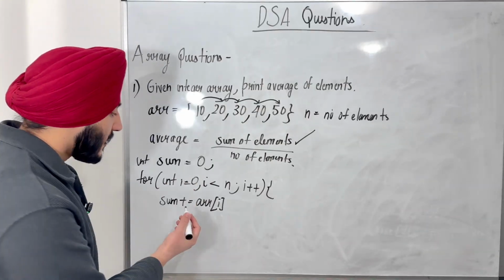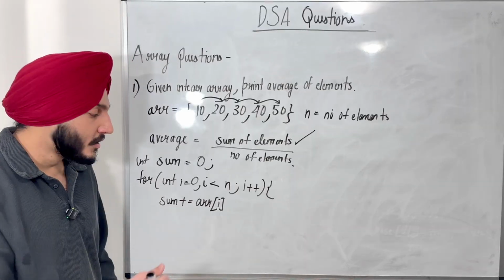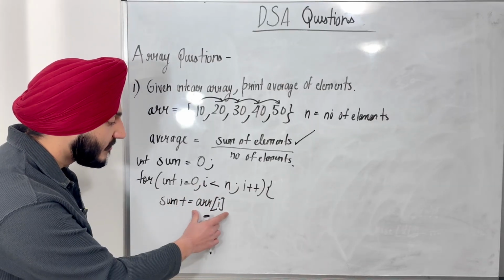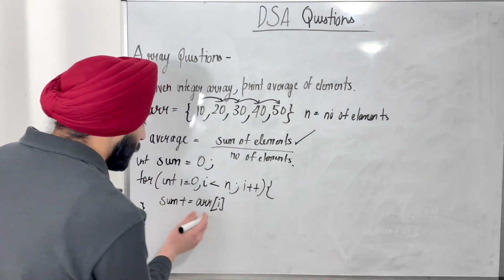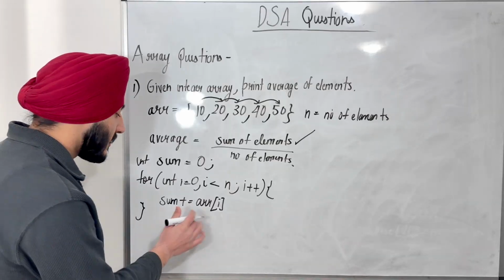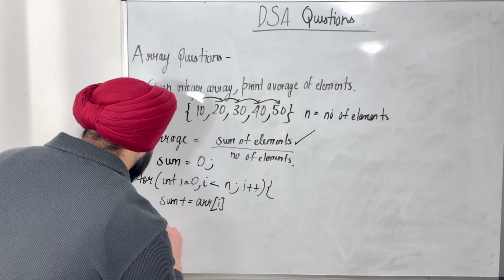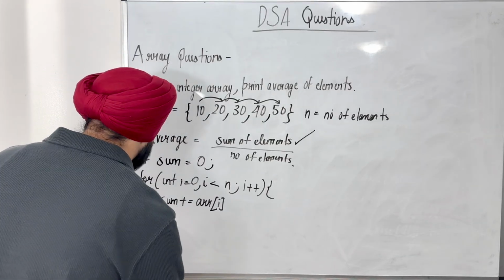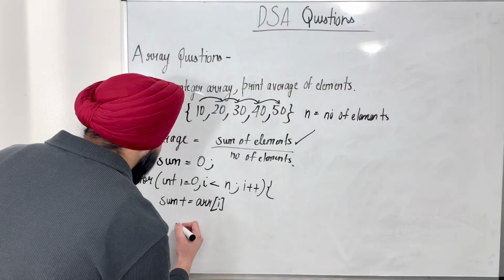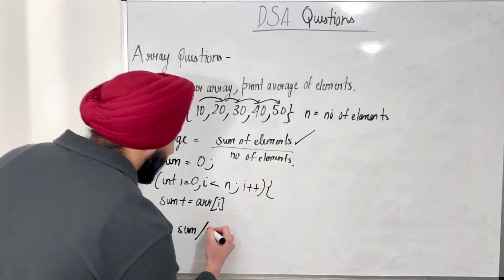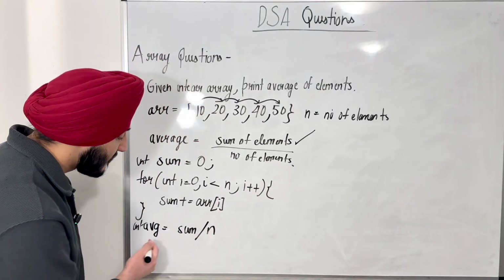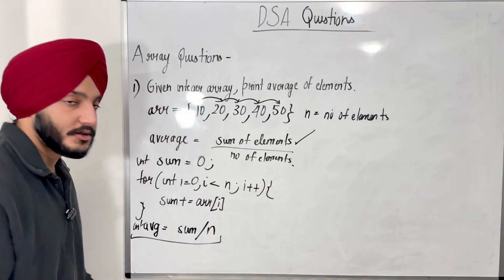So we sum it, right? Very simple code. Just create a for loop and sum all the values in the array. Once we are done, at the end we would have the sum of all the elements, right? So the average would be, int average equals sum divided by the number of elements, or I should say n. And this exactly would be the answer to the question, right?